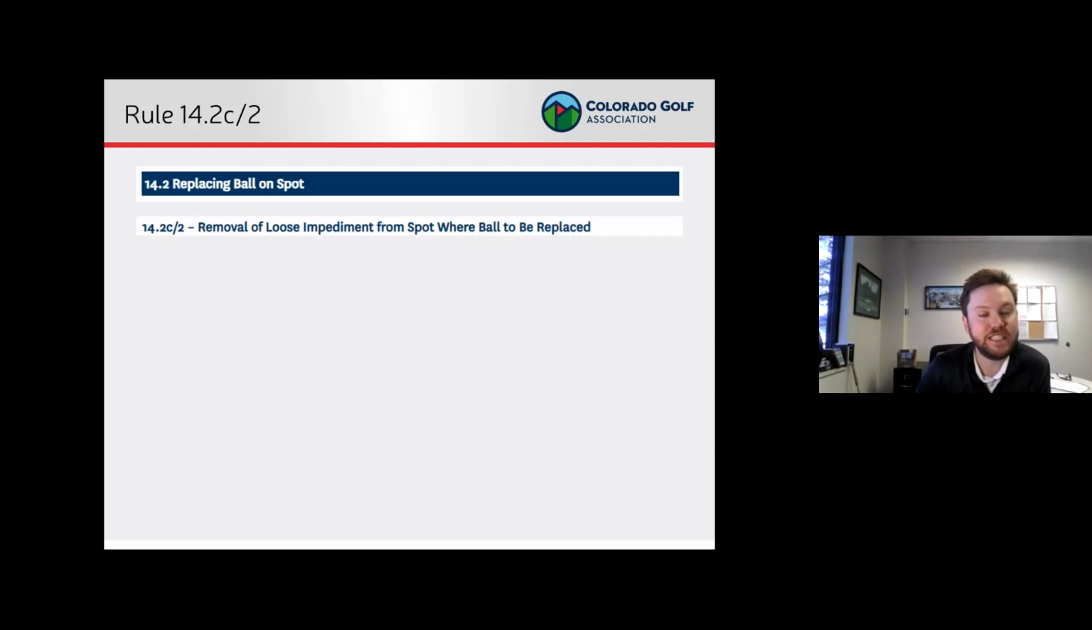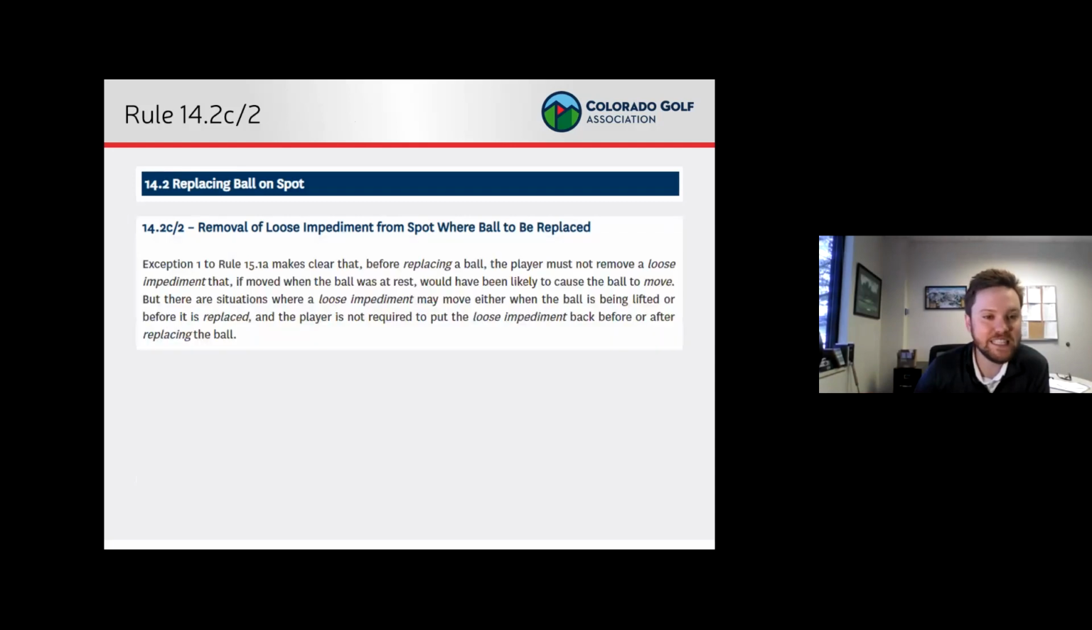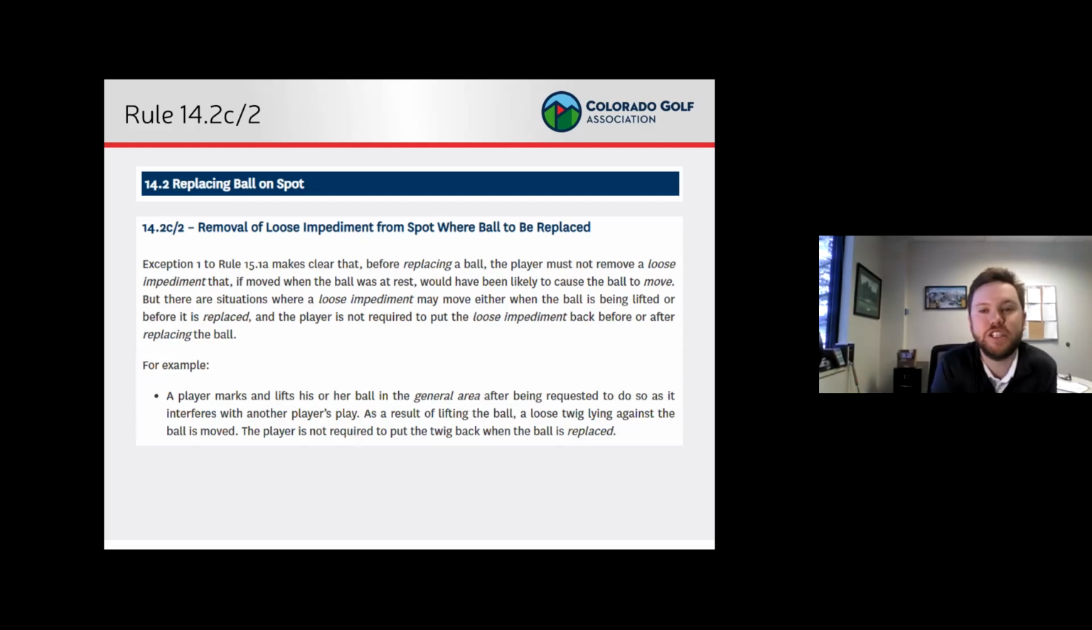We'll go to 14.2c, another interpretation, again, to give us a bigger picture. Removal of loose impediment from spot where ball to be replaced. Exception 1 to rule 15.1a makes clear that before replacing a ball, again, there it is, replacing, the player must not remove a loose impediment that, if moved when the ball is at rest, would likely have caused the ball to move. But there are situations where a loose impediment may move either when the ball is being lifted or before it is replaced, and the player is not required to put the loose impediment back before or after replacing the ball. For example, and the rules give really good examples here. I mean, this is a good feature of these rules, it tells you here's what it is. It says, well, here's some common examples that we think will happen.